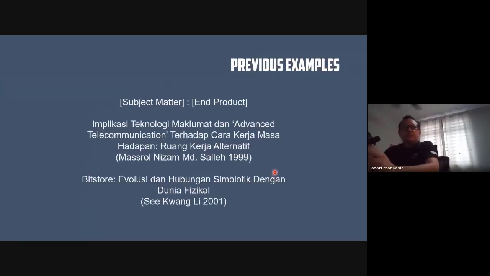Some of the previous examples from 1999: implikasi teknologi maklumat and advanced telecommunication terhadap cara kerja masa hadapan, ruang kerja alternatif, alternative workspaces. Then Bit Store, the issue of bit, digital online store, from around 2001 where the millennium had just happened. Evolusi dan hubungan simbiotik dengan dunia fizikal. So we were talking about the online environment, and all these digital commercial buildings and so on. But this one is the building, and this one is the issue. Dia terbalik sikit.